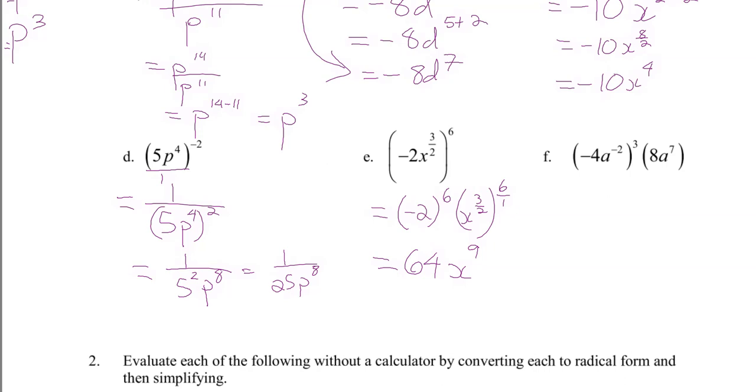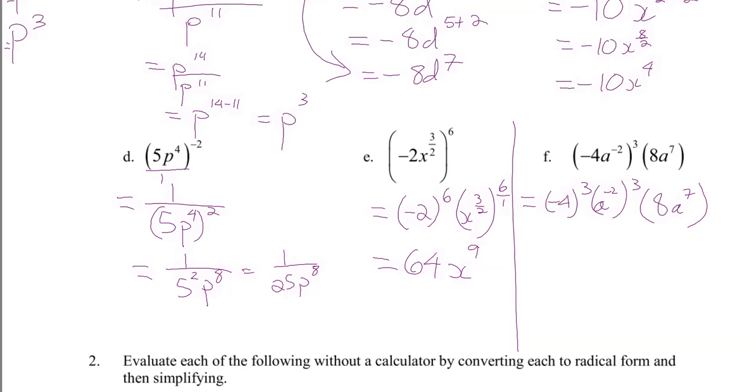Now, order of operations tells us you got to do brackets first. Okay, there are brackets here, but there's nothing to work out inside them. Then exponents. So we're going to do this first. I'm not going to multiply negative 4 times 8. I'm going to cube this first. So it'll look like this. I'm going to have negative 4 cubed. I'm going to have a to the negative 2 cubed. And I'm going to have an 8a to the 7.